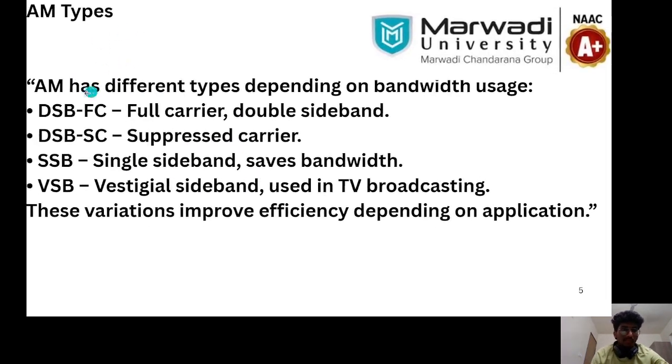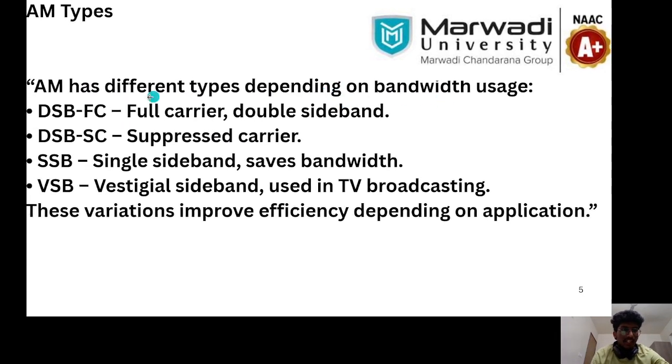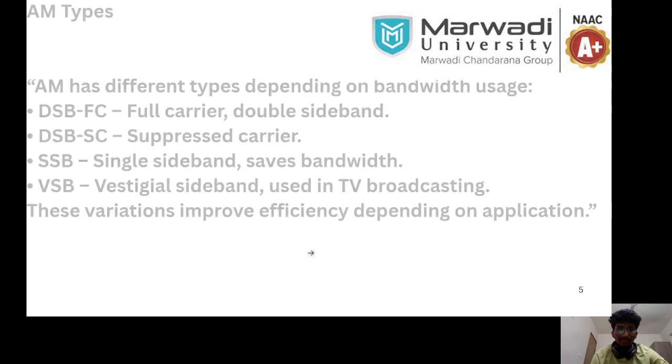AM modulation types. AM has different types depending on bandwidth usage. Here is DSB-FC, carrier plus both sidebands. DSB-SC, suppressed carrier. SSB, only one side, highly bandwidth efficient. VSB is vestigial sideband, used in TV broadcasting. These variations improve efficiency depending on applications, and this is used in radio broadcasting and TV.